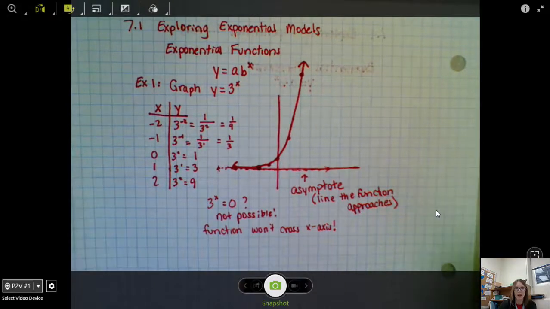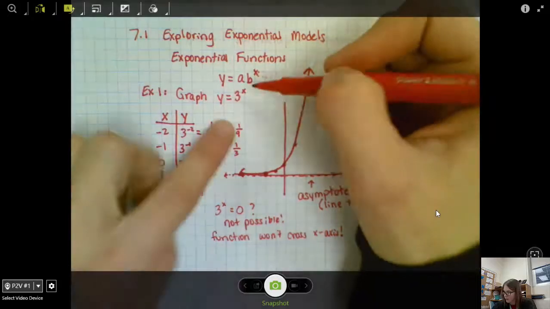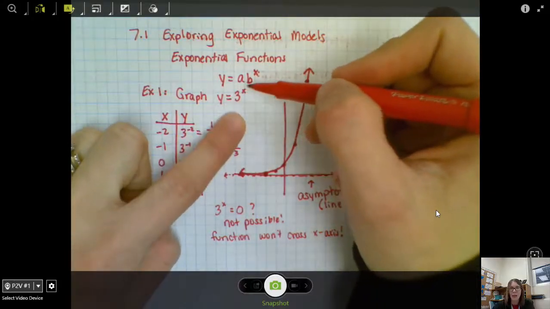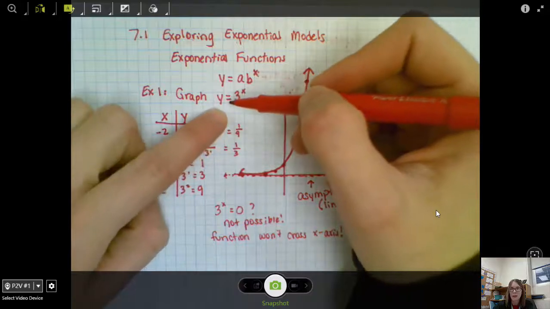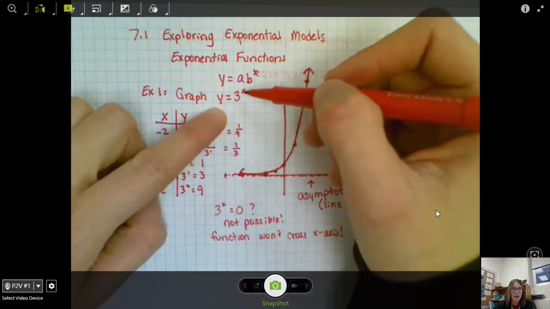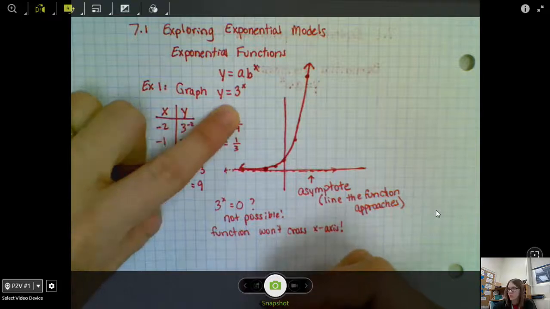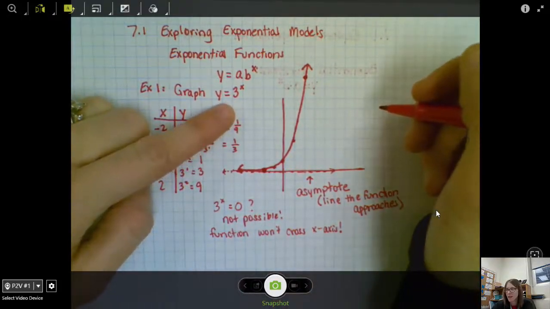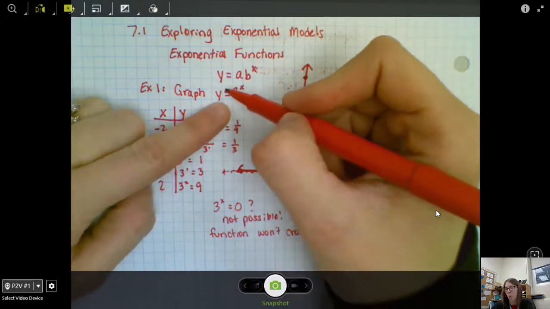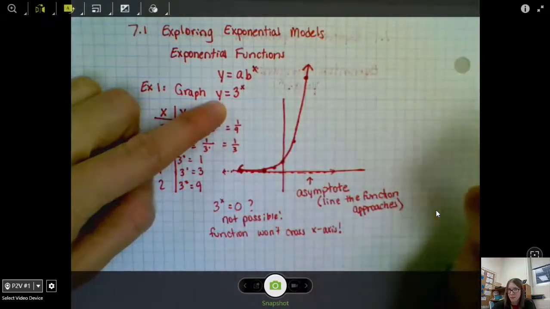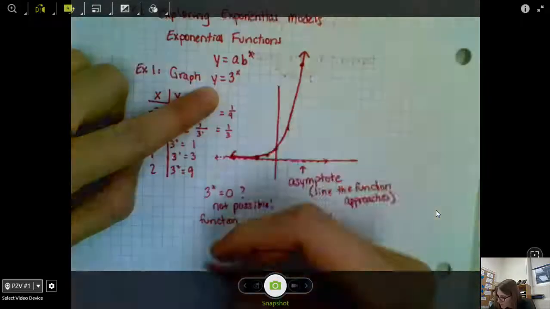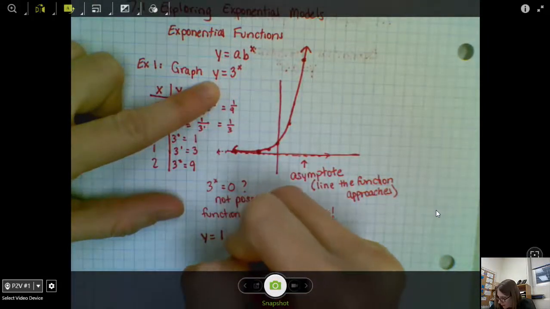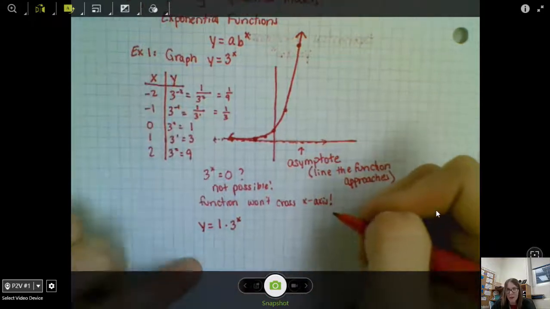Now let's go back and talk a little bit more about our exponential form. If you look at my exponential form, y equals ab to the x power, and compare it to y equals 3 to the x power, think about what a is. Well, I don't have a number written here, so it's really like 1 times 3 to the x. I'm going to rewrite that down here: y equals 1 times 3 to the x power.